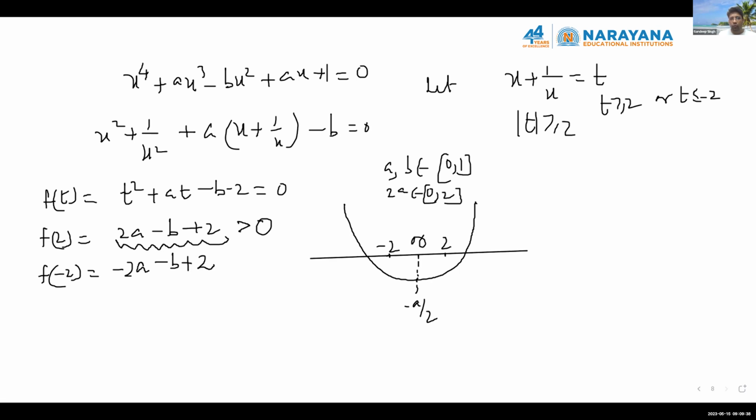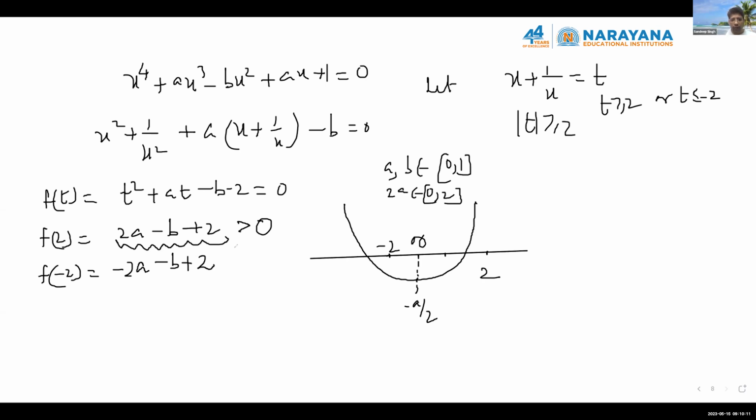So that means f of 2, where should 2 lie? 2 should lie to the right, obviously. And what about f of minus 2 now? Tell me, because f of 2 is taken care of over there. If minus 2 somehow lies to the left, then what will happen? If minus 2 lies to the left, then obviously there will be no real root. So we want deliberately minus 2 to lie here only.